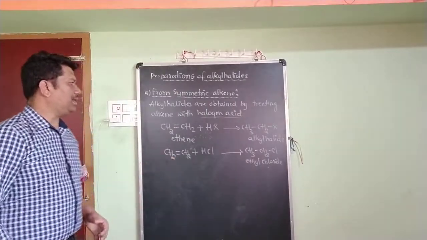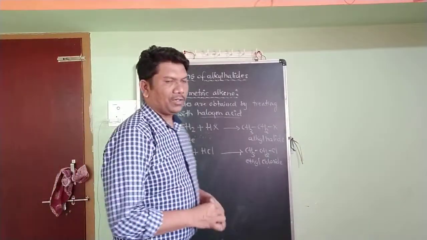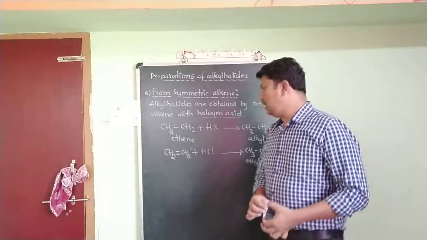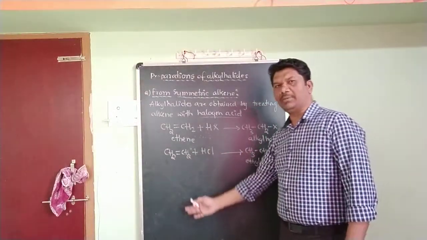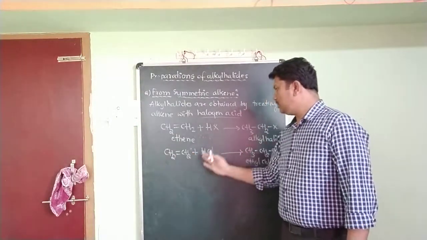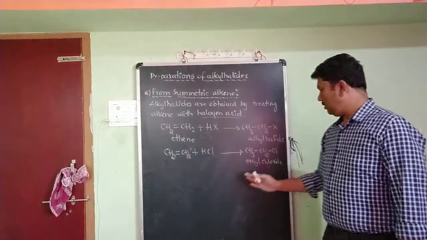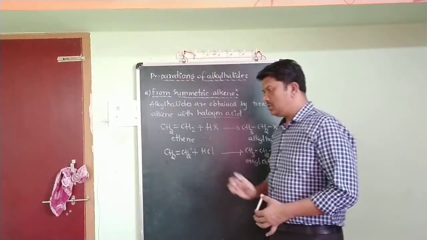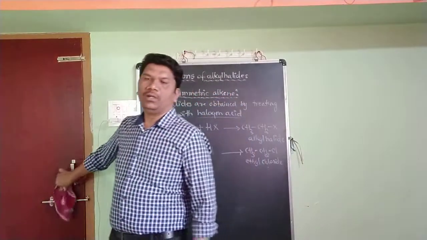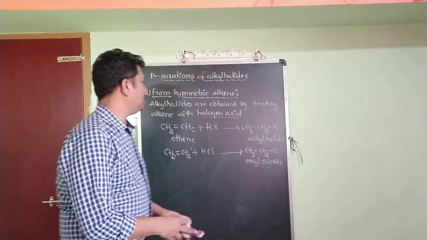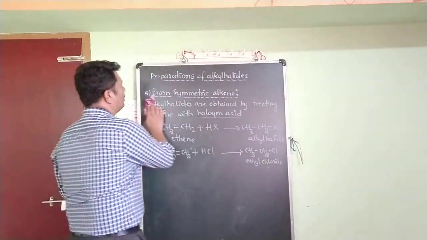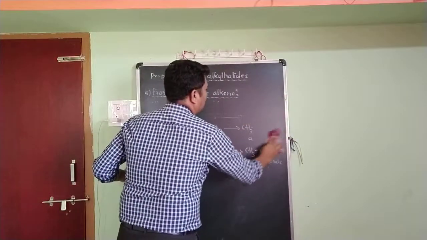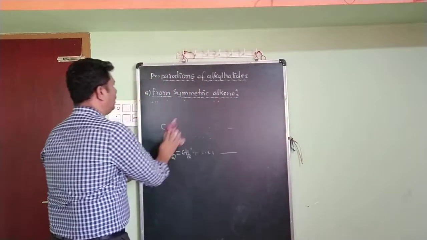So in this pattern you can prepare alkyl chloride by using symmetric alkene. You can take different types of examples. Take ethene, change the halogen acid, and you get different types of alkyl halides. So this is by using symmetric alkene. Now we'll move to asymmetric alkene.